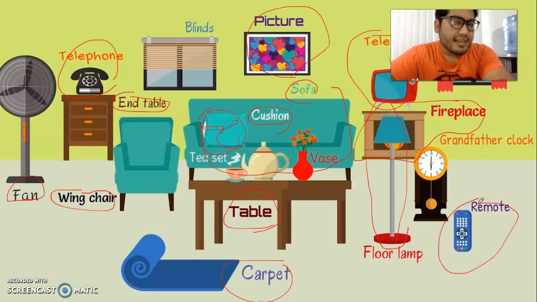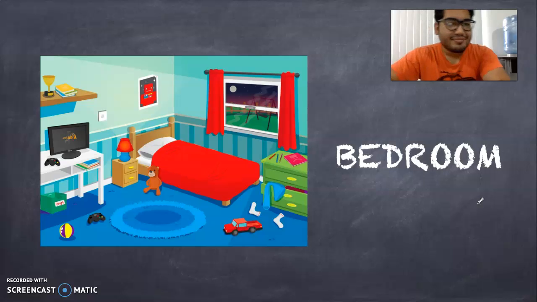Think about it. What things do you have? Do you have a television in your living room? Do you have a lamp, a table, carpet? Think about it. You can look at your living room. Oh yes, I have a carpet and stuff like that.